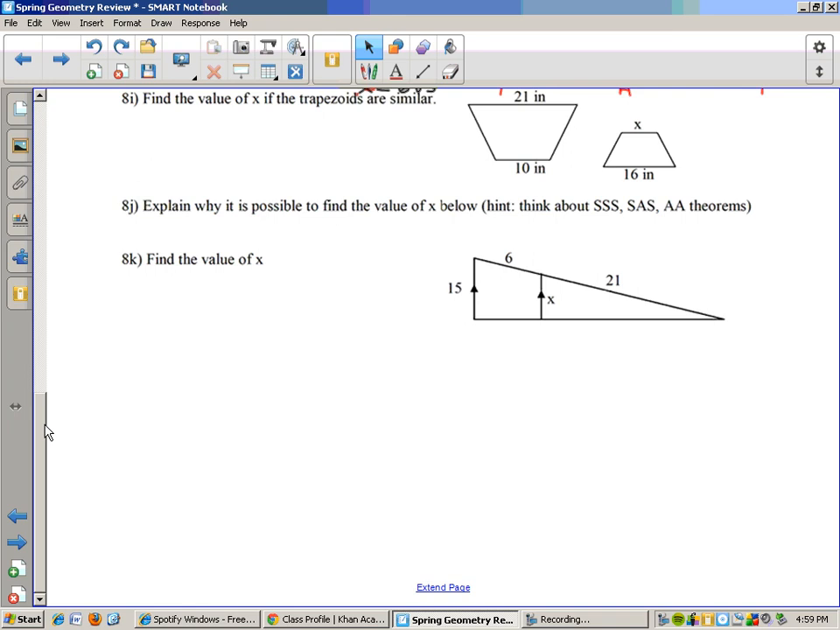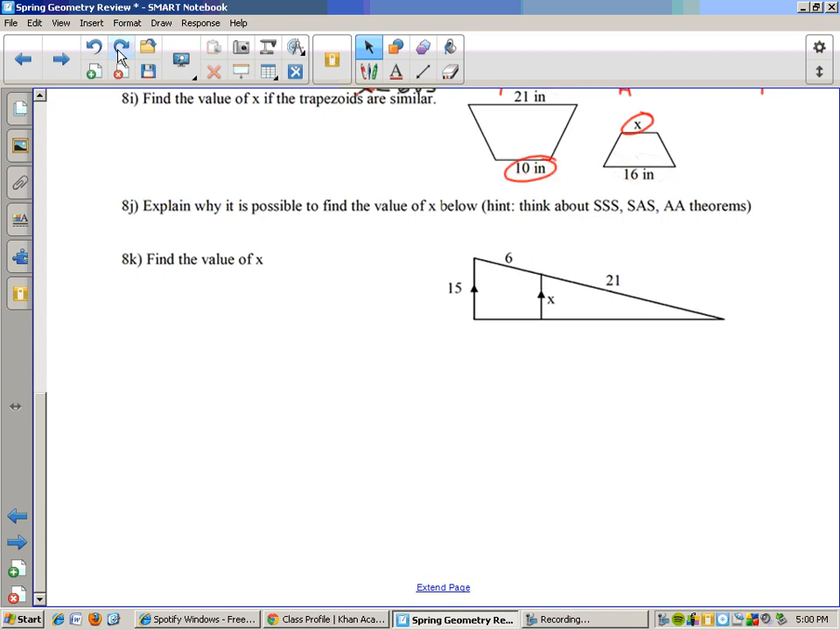So find the value of x if the trapezoids are similar. So we have to be careful not to just say, look, oh, x and 21 match up. No, they don't. Okay. You're going to have to use an assumption here that x is smaller than 16 just because the picture looks like it's smaller than 16. We don't know for sure. The picture may not be drawn to scale, but we have to make an assumption here that x is the small one, so that x matches with the 10, and the 16 then matches with the 21. Okay.